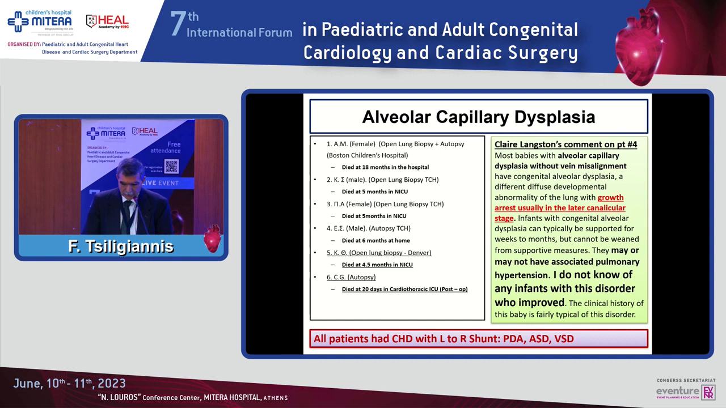Patient number 4 was evaluated for pulmonary hypertension only clinically at the Great Ormond Street Hospital and died at his house. I show here Dr. Claire Langston's comment on his biopsy. Claire Langston is the world's most famous pathologist of lung pathology in children. He says that this is alveolar capillary dysplasia without vein misalignment and with growth arrest, usually at the later canalicular stage. So these lungs have not been developed, they are grossly malformed. They may or may not have associated pulmonary hypertension, but I do not know of any infant with this disorder who improved.